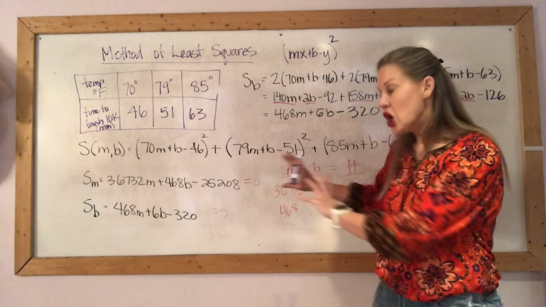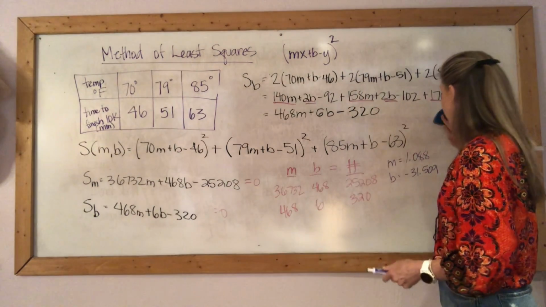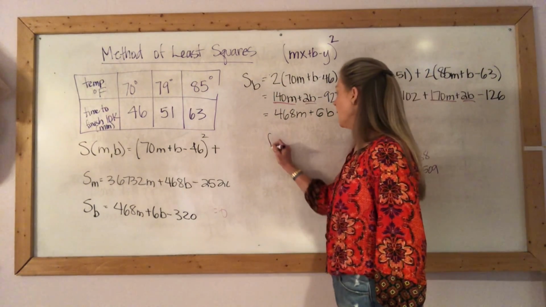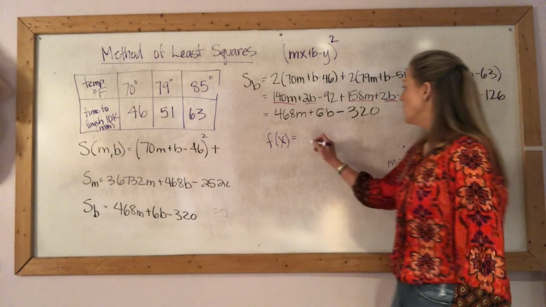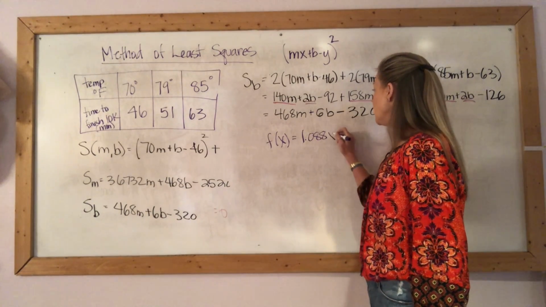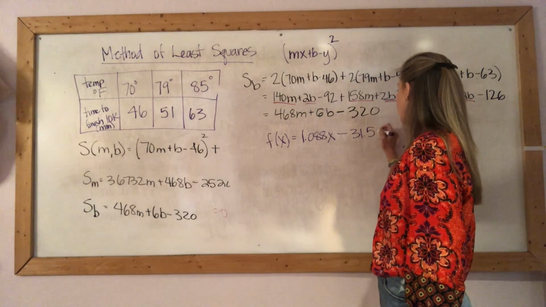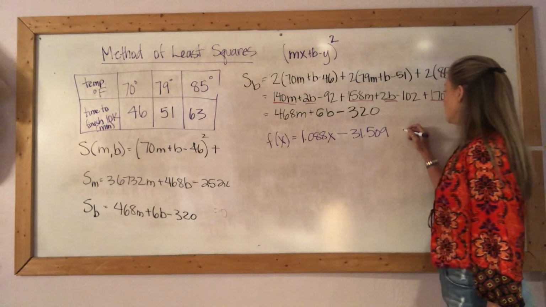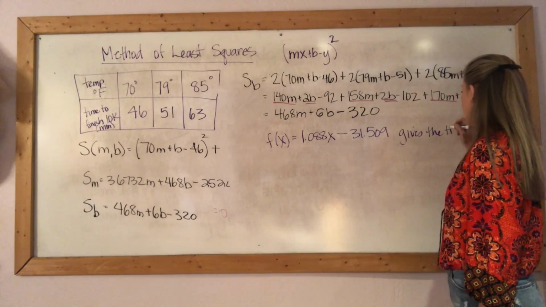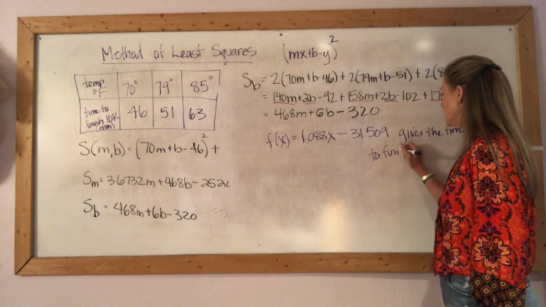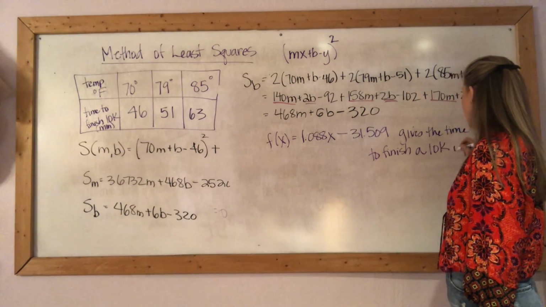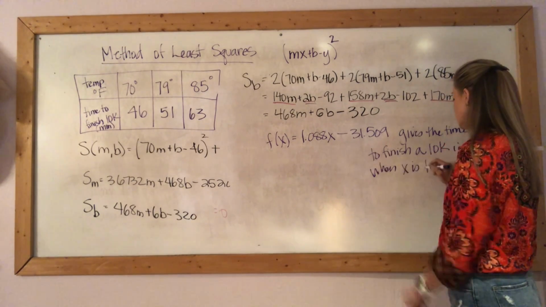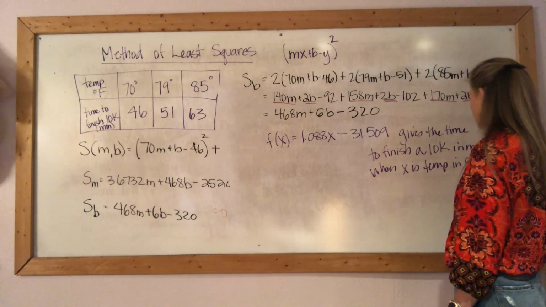So my final answer, what all of this was leading up to, my very final answer to this entire problem is f of x equals 1.088x minus 31.509, which gives the time to finish a 10K in minutes when X is the temperature in degrees Fahrenheit.